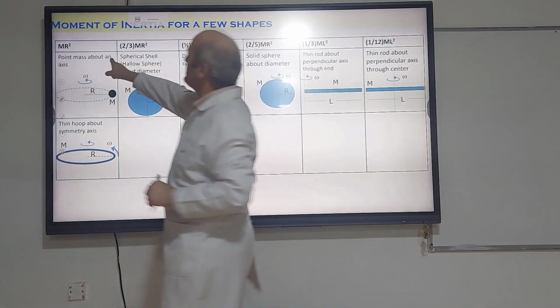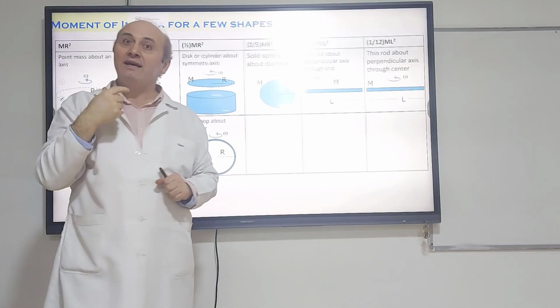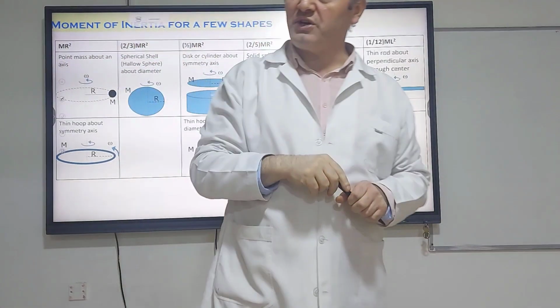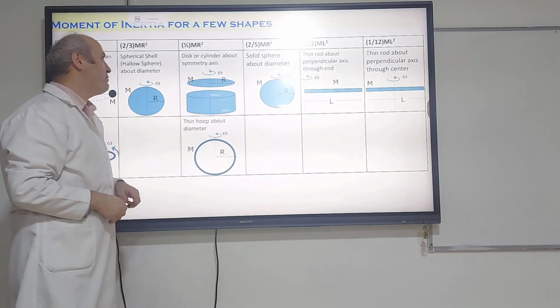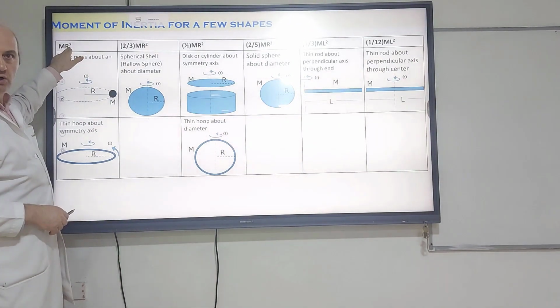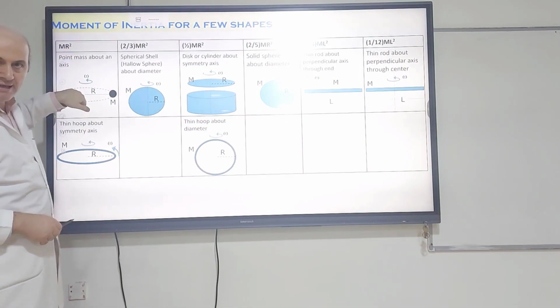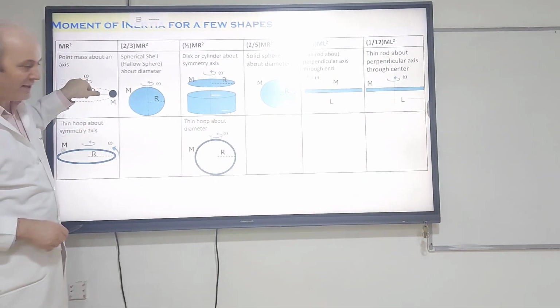One of them is a point mass about a line axis. You know what a point mass is. If an object is in circular motion, we treat the object as a point mass. Any circular motion will have the moment of inertia equation mr squared. m is the mass of the object in the circular path, and r is the radius of the circular path.